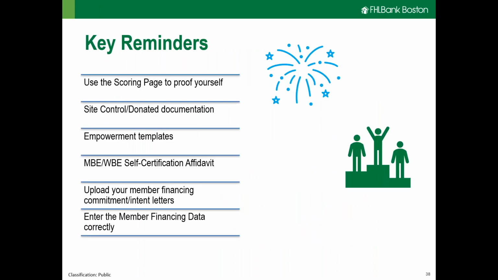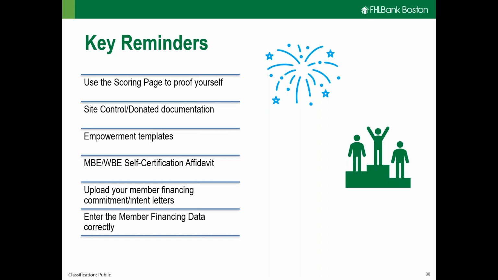So, some key reminders. As I just said, use the scoring page to proof yourself. Do you have your site control and donated documentation? Are your empowerment templates signed and on the correct templates? The minority and women business owners, have they all completed the self-certification affidavit? Again, that's a change for this year. The individuals themselves are going to be self-certifying that they are eligible.